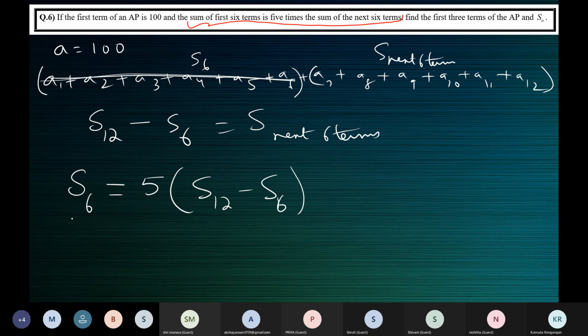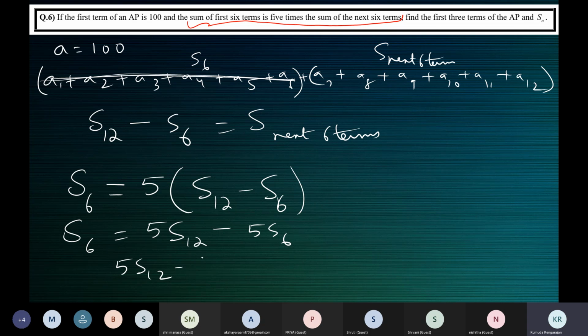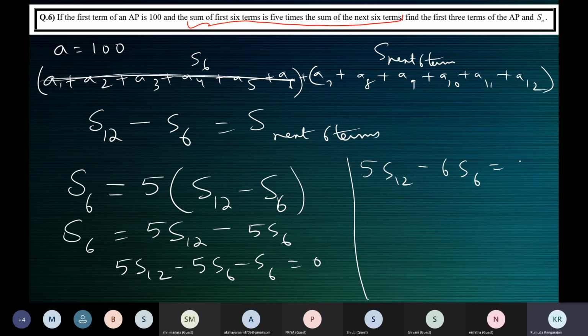So we can simplify. We won't write n by 2 now. There's an S6 here also. We'll just treat it algebraically. Minus 5 times S6, so you get 5 times S12. When you take this side, minus 5 times S6 minus S6, so 5 times S12 minus 6 times S6 is equal to 0.